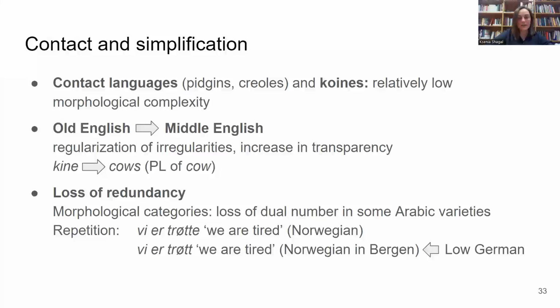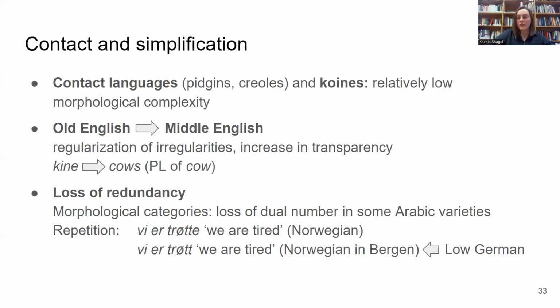On the other hand, there is evidence that language contact can also lead to simplification. So for instance, if we take a look at contact languages like pidgins and creoles and koinas, which are dialects used as lingua franca, then we will see that they show relatively low morphological complexity. They can be complex in other domains, but their morphological complexity is often quite low. And they are contact languages, so the main hypothesis is that this is exactly due to contact.